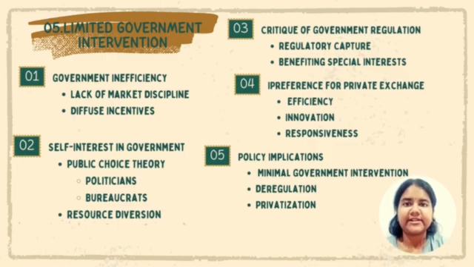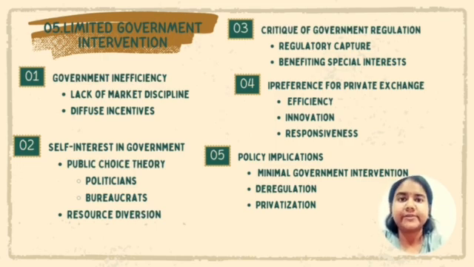Resource diversion: as a result of this self-interest, government officials may divert resources toward projects or policies that serve their personal objectives, for example, political alliances and prestige projects, rather than the public good. The third point is the critique of government regulation. The Chicago School is particularly critical of government regulation, arguing that it often fails to serve the public interest.